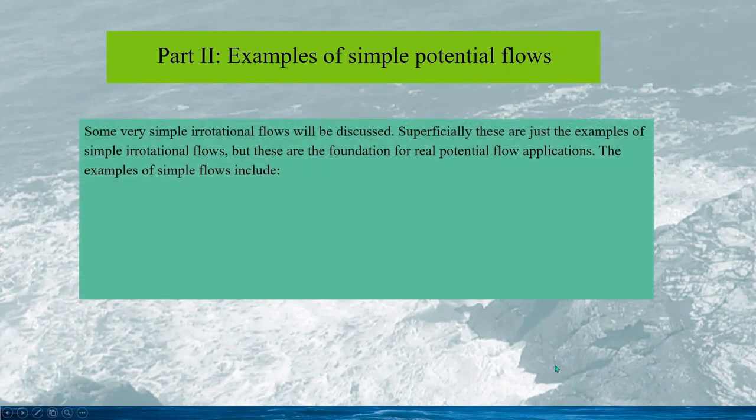The second part of the talk is for the examples of some simple potential flows. Superficially, just the examples of simple irrotational flows. But in fact, it is these simple flows which provide the foundation for solving the real potential flow problems. We will see this later.